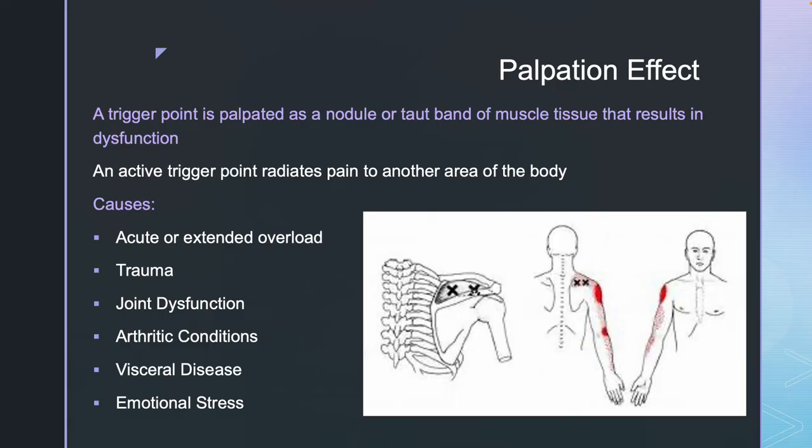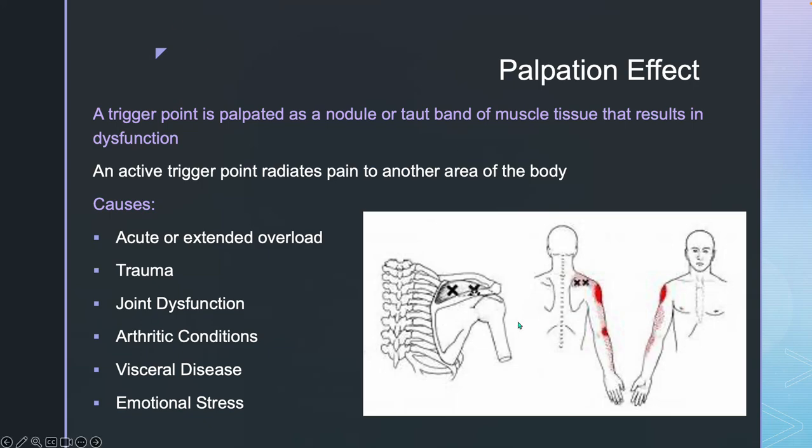Arthritis, visceral diseases. An organ can also cause trigger points and referred pain. Emotional stress is a big one. A lot of cortisol getting released. Your body thinks it's in fight or flight. Cortisol is inflammation paradise. And the next thing you know, you're having dysfunction and tightness in the muscles. Tightness turns to a trigger point.